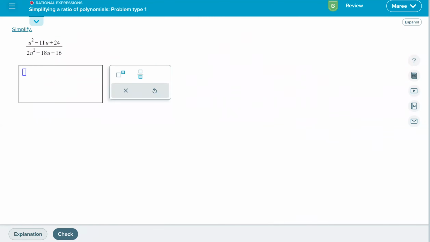All right, so up here, we'll factor out our 2 in the denominator really quick: u squared minus 9u plus 8. There we go. Now when we factor the numerator, we need two factors of 24 that add to negative 11. 24 is 8 times 3. Yes, 8 and 3 add to 11. If we make them both negative, that will work.